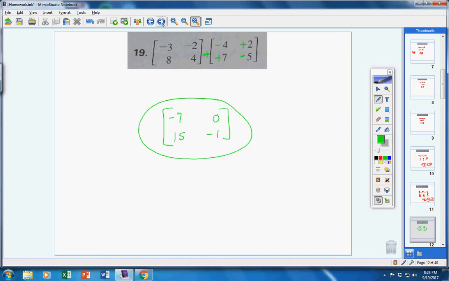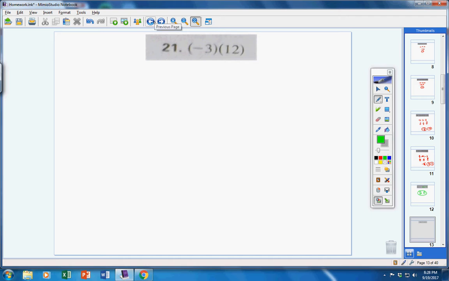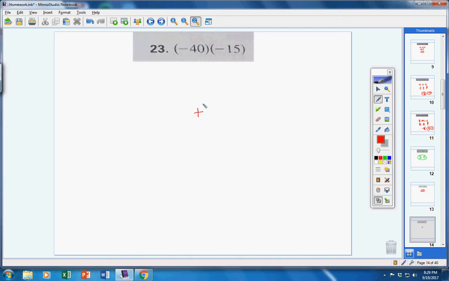Okay? Alright, numbers 21 through 31, we're going to find the product. We're going to multiply those. So we have a negative times a positive is a negative. 3 times 12 is 36. We have here a negative times a negative, which is a positive, and 40 times 15 would be 600.